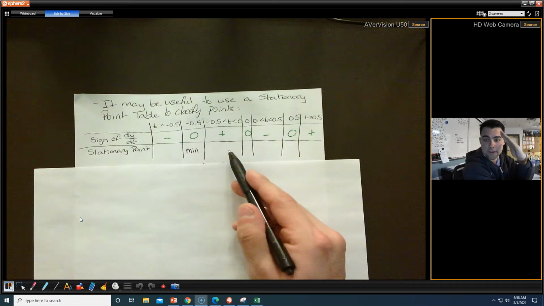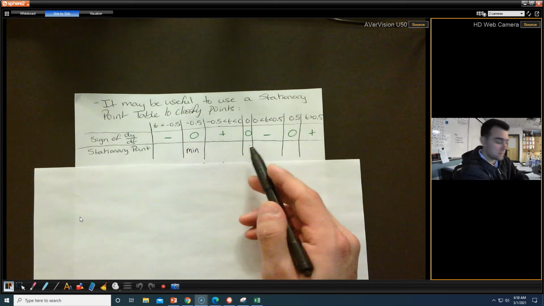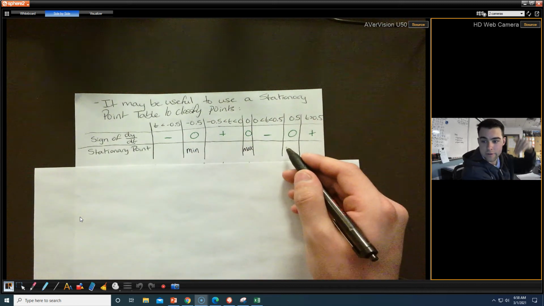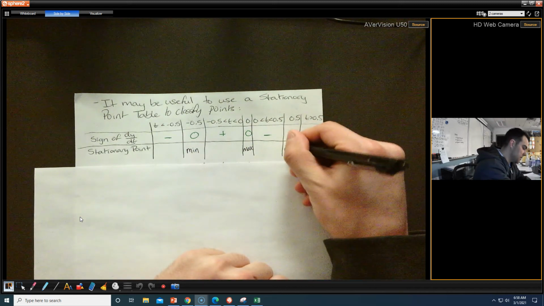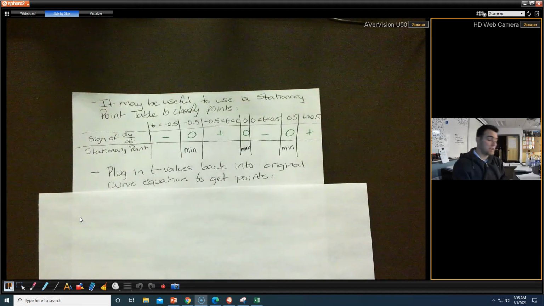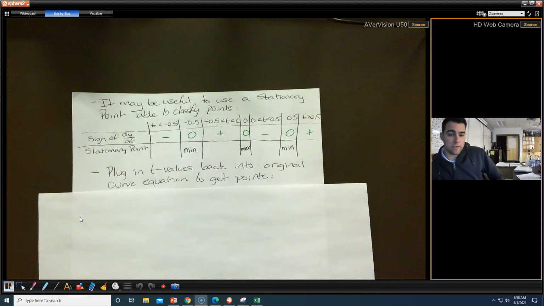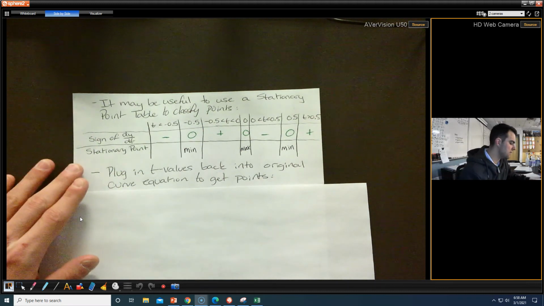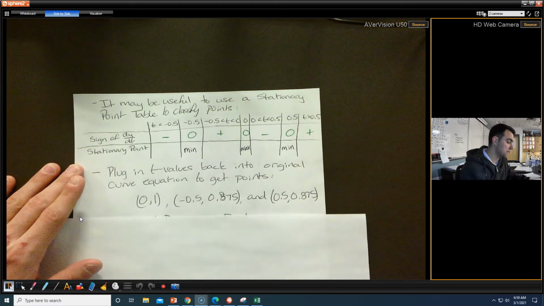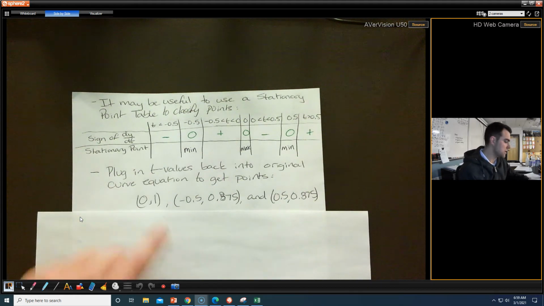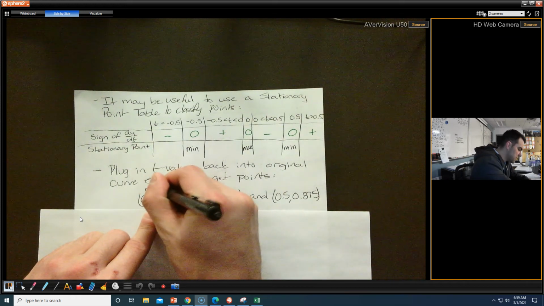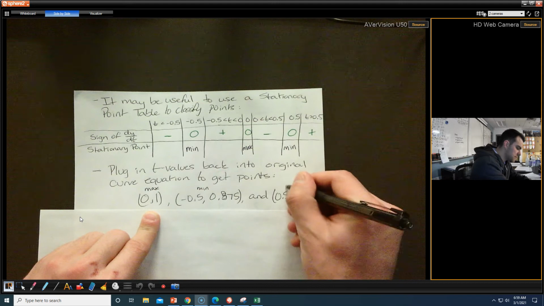It's positive for here, and then it's going to dip down to a minimum, so I know this guy is a maximum. And likewise here, it's going down, then up, so it's a minimum as well. Then I can plug those t values, the -0.5, 0, and +0.5, back into the original curve equation. Now I'm going to get those y values, and that is what I end up getting. The 0, 1 was a max, and these guys were mins.